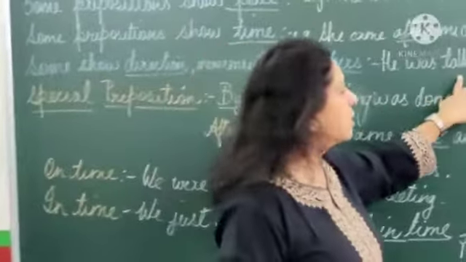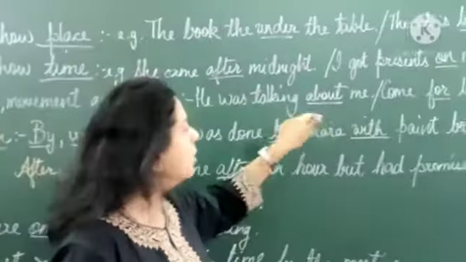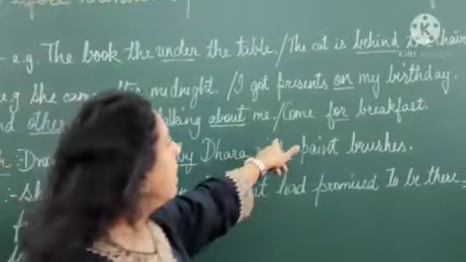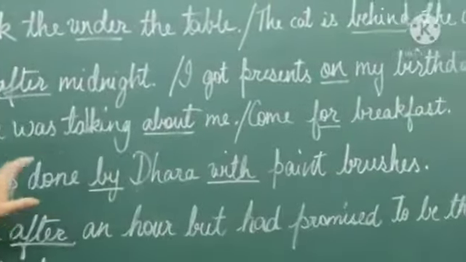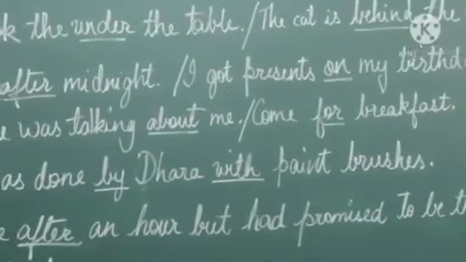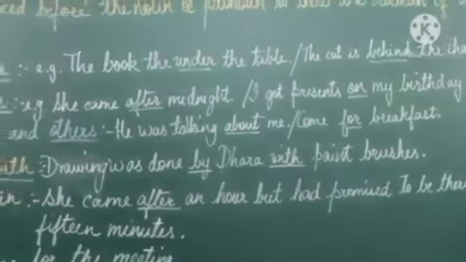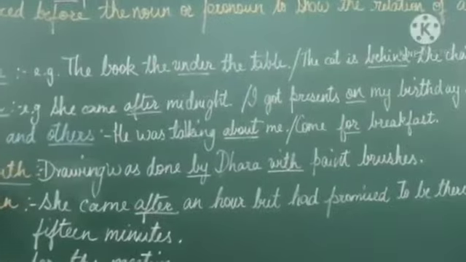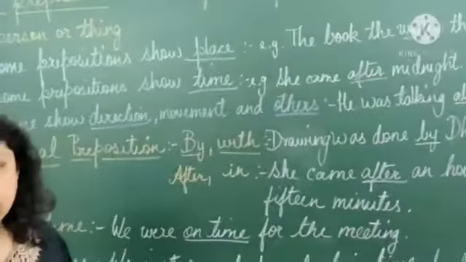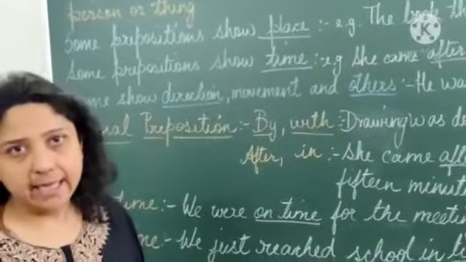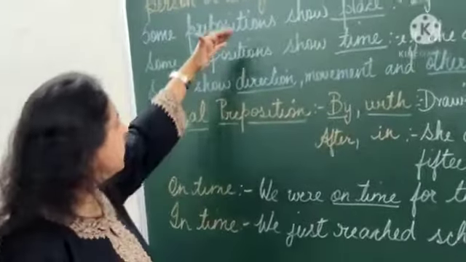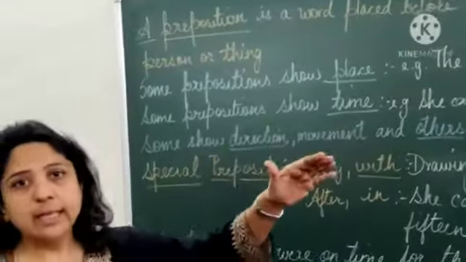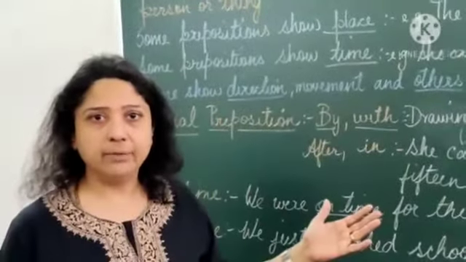Some show direction, movement, and others. Direction. He was talking about me. Come for breakfast. For, about. These are the words which show direction. So they are prepositions. Here you don't have to separate or segregate the types of prepositions, but I am explaining it to you so that you know that there are different types of prepositions.